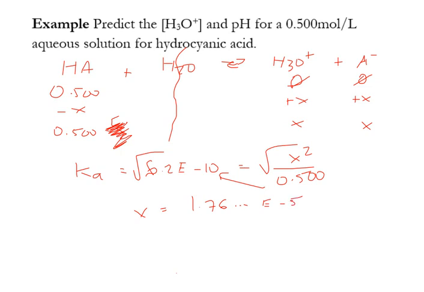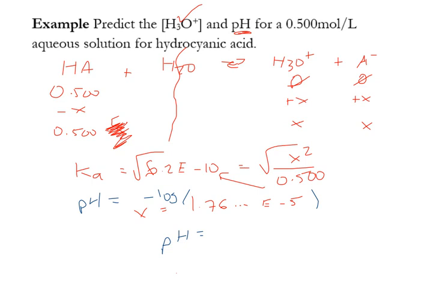Calculator's battery's just dead. 6.2 × 10⁻¹⁰ times 5.5 square root. What we need to do is negative log that. I got 4.75.